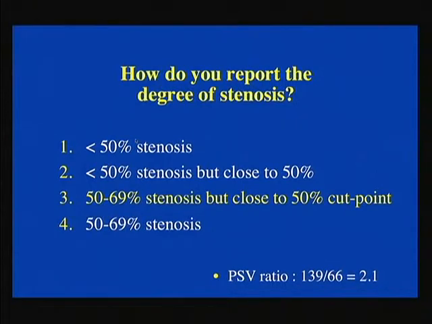And the reason why I would stay closer to the 50% cut point is because of this 2.1 ratio. It's kind of a lower. Okay. If it had been 2.5 or 2.6, I think people would just say 50 to 69.